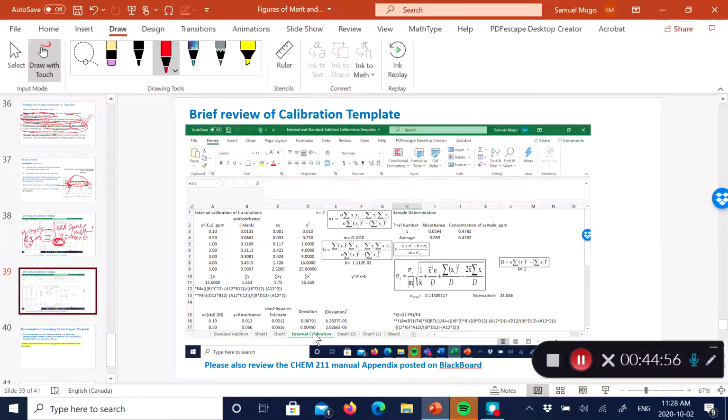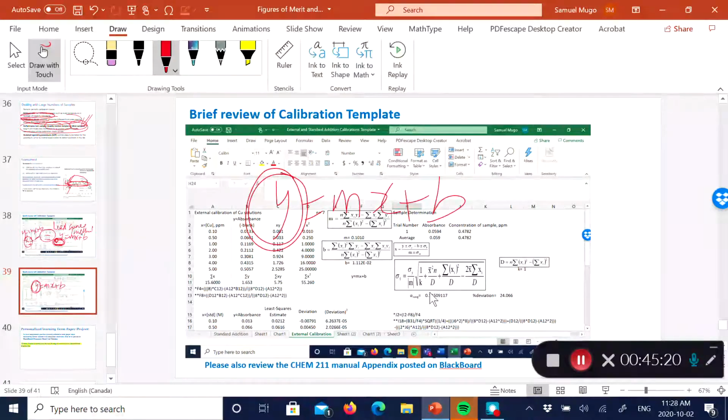For the standard external calibration, again, remember you just need the X, the standard solutions, and the Y is the signal. And as I've explained, you get the equation of the line, Y equals mx plus b. And you already know the Y for the external calibration, which is right here. And if you substitute it, you get the X. Okay, you get the X, and the standard deviation of that X is already right here, which you can use. So fairly straightforward.